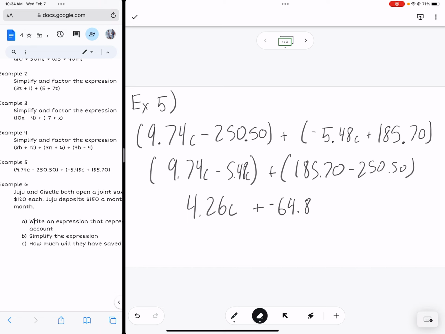You can actually factor this. Instead of this plus a minus, I'm just going to put a minus. We can technically divide by 2. Can you divide by 4? 0.26, no, you can't divide by 4. So we're going to divide by 2. If you can factor that by 2 for me, then I will give you these. 2.13c minus 32.4. That is correct if you factored it. You can factor decimals. Always fun.